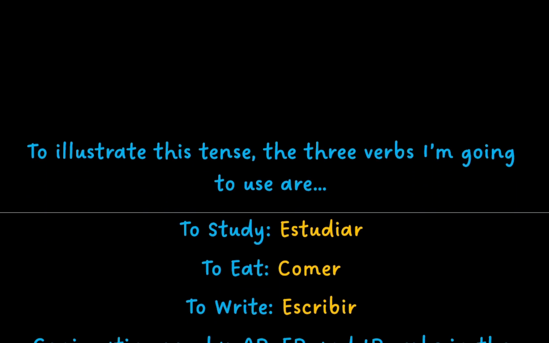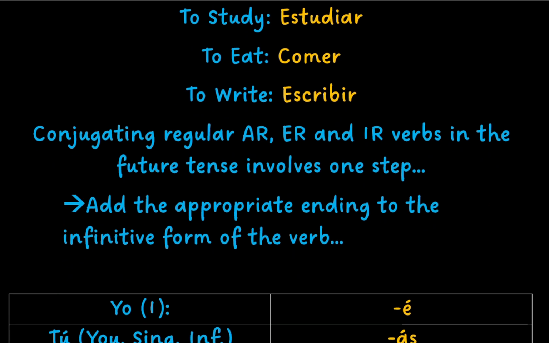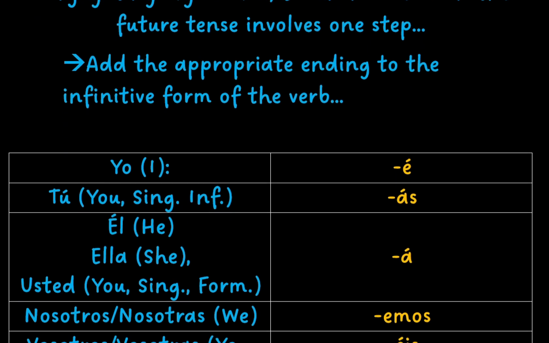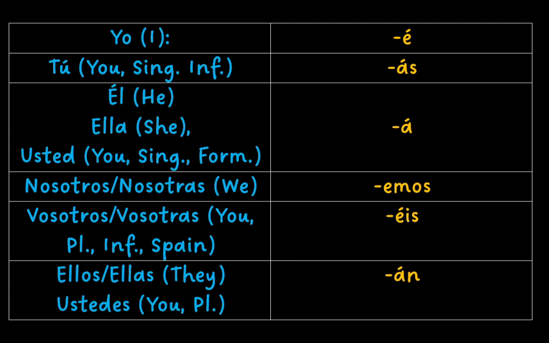And to illustrate this tense, the three verbs that I'm going to use are to study, which is estudiar, to eat, which is comer, and to write, which is escribir. Conjugating regular AR, ER, and IR verbs in the future tense involves one step. We simply add the appropriate ending to the infinitive form of the verb, as illustrated in the chart below. And the following sentences will illustrate how this is done.